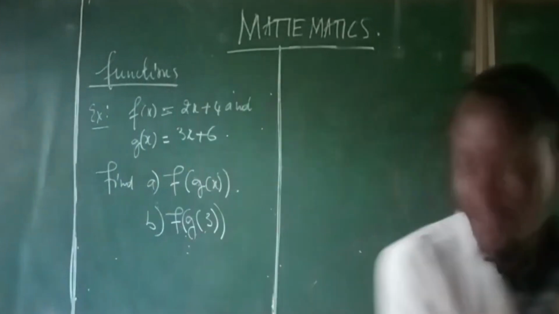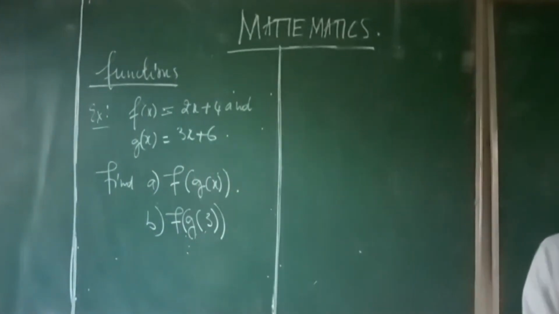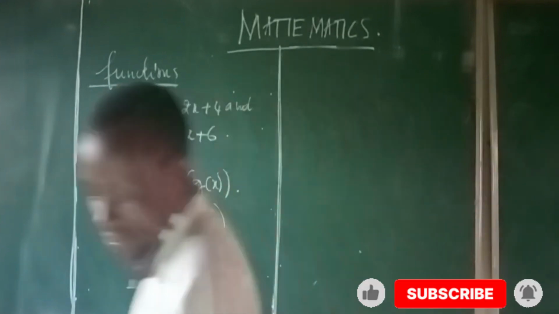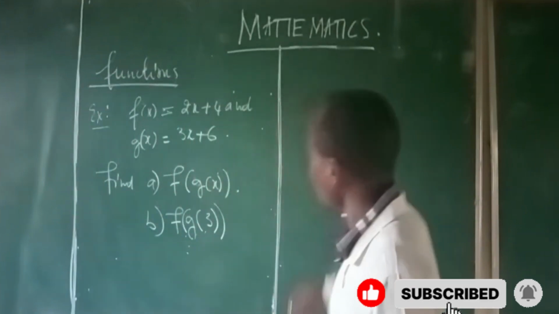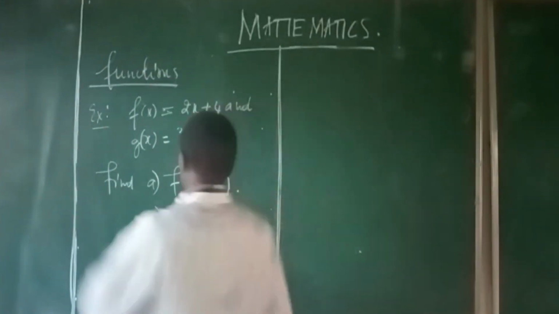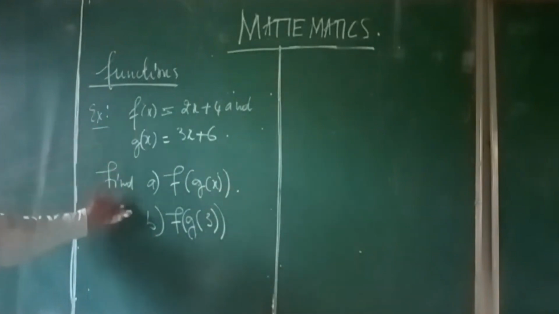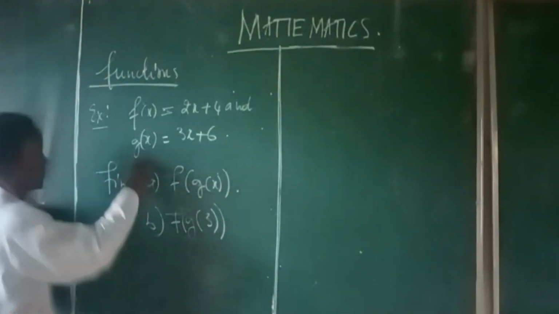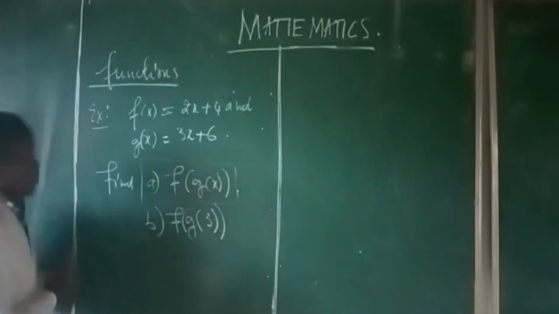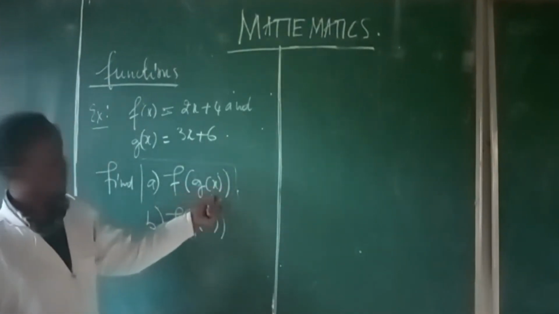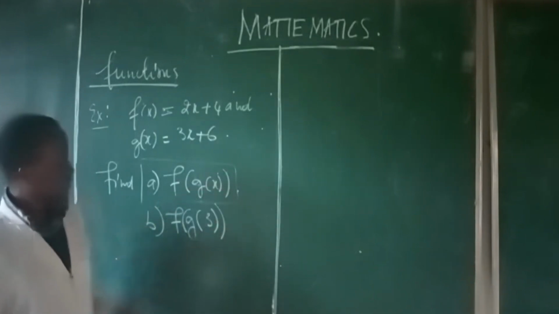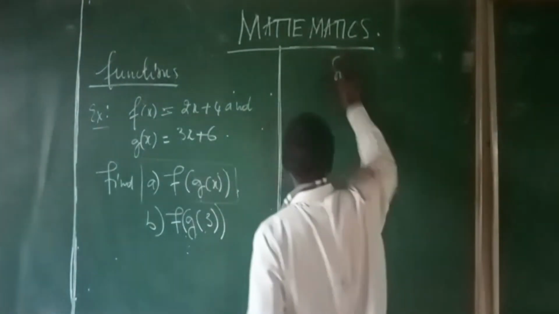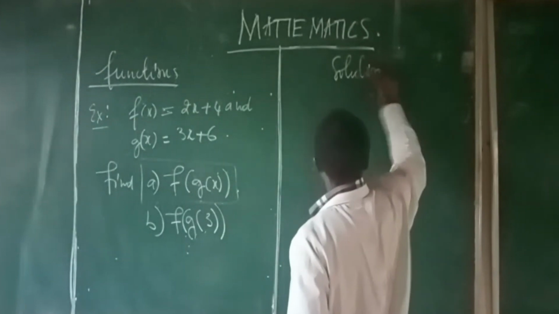So guys, let us continue. So now we have our two functions, and we are asked to combine those two functions here at sub-question A. We have f of g of x, right? So now let's find it.